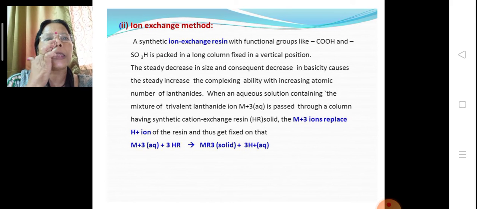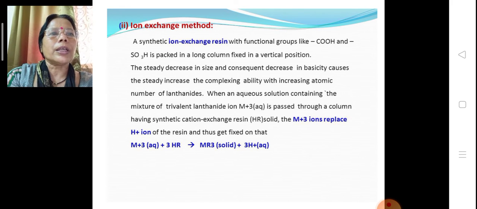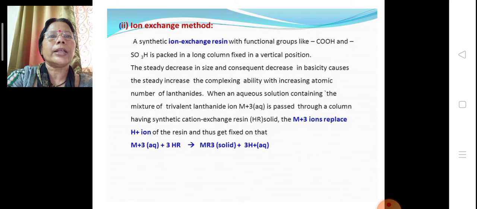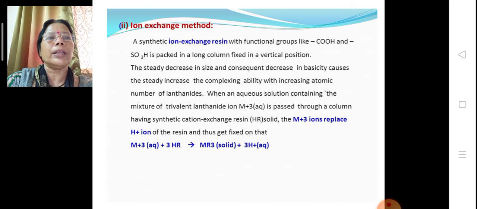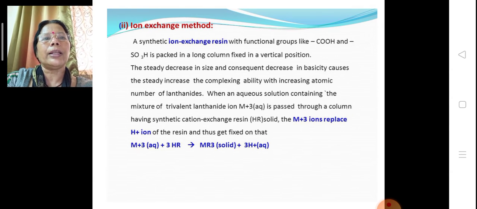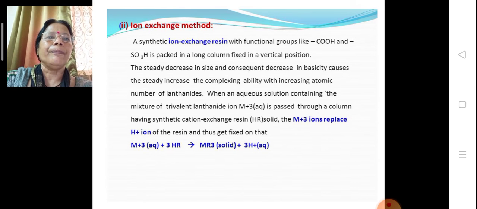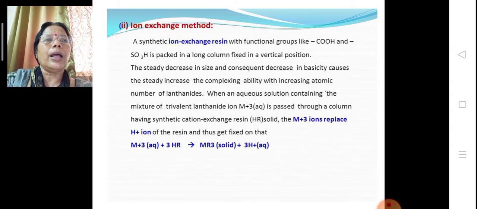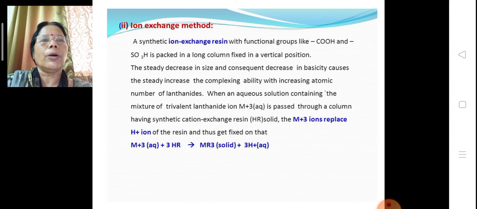The steady decrease in size and consequent decrease in basicity cause a steady increase in complexing ability with increasing atomic number of the lanthanides. When an aqueous solution containing a mixture of trivalent lanthanide ions, M3+ aqueous, is passed through a column having synthetic cation exchange resin, the M3+ ions replace the H+ ions of the resin and thus get fixed on it.